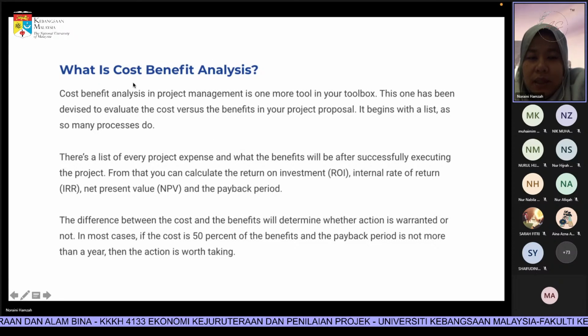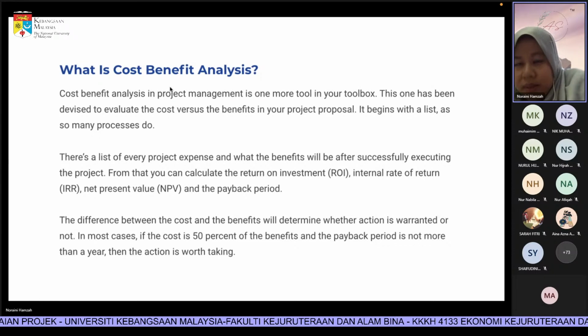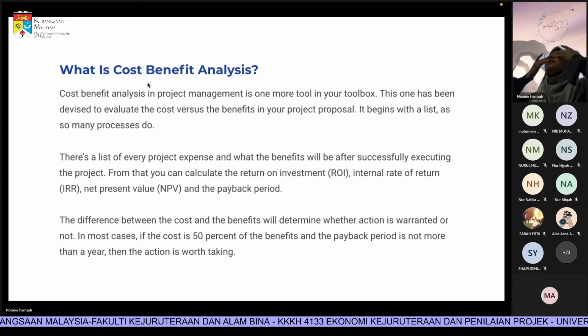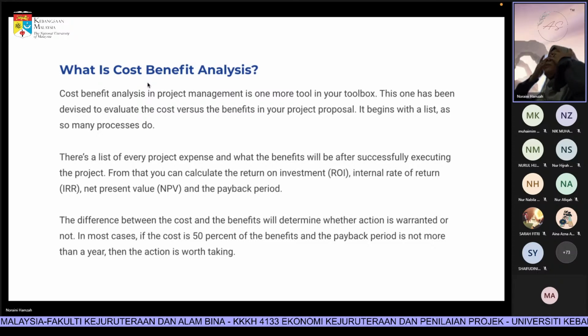Ini pun senang juga, as the name, cost benefit analysis. Maksudnya adalah you nak tengok berapa banyak cost total, berapa banyak benefit total, dan you minus kan. Kalau benefits tu lebih, positive figure, benefit minus cost, bagus lah kan. Ataupun you nak buat ratio, benefit bahagi cost, so kalau you dapat above 1, then that's okay lah maksudnya.